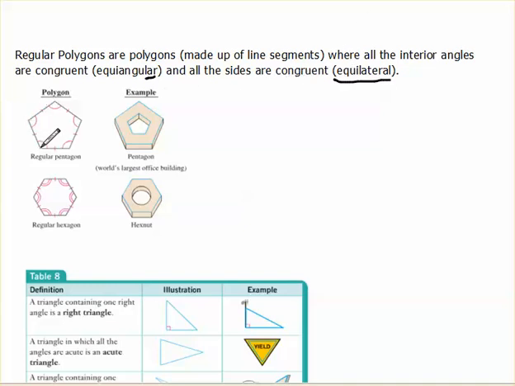So here we have a polygon with 5 sides, so that's called a pentagon. And this pentagon has 5 angles that are the exact same measure and 5 sides that are the exact same measure. That makes it considered a regular pentagon. Here we have a picture of a regular hexagon, which has 6 sides, each one of the angles being exactly the same measure and each one of the sides being exactly the same measure.